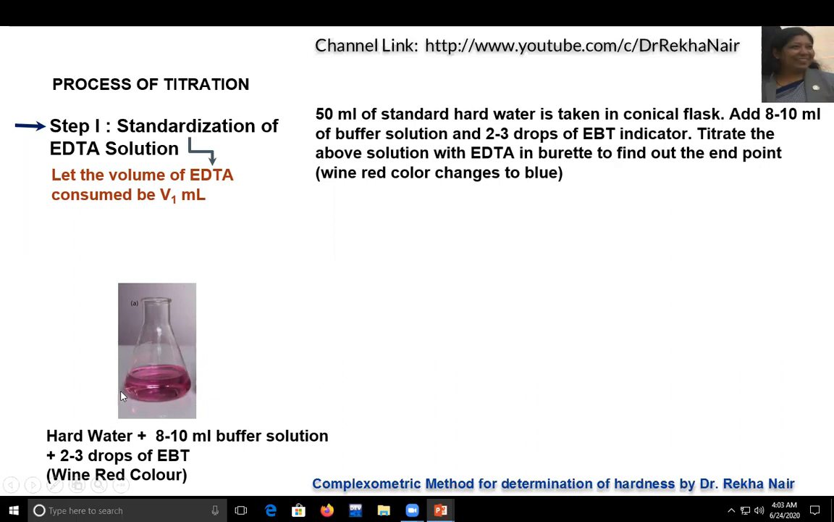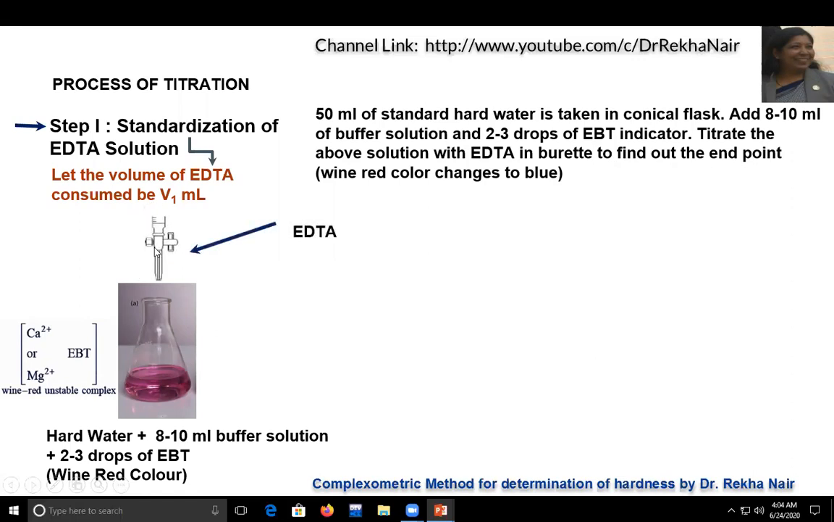We are adding 8 to 10 ml of buffer solution to maintain a pH of 10, because EBT will give the color change only at pH 10. Then 2 to 3 drops of EBT. When we add EBT, the color will change into wine red because of the presence of the calcium magnesium EBT complex. Now, this will be titrated against EDTA.